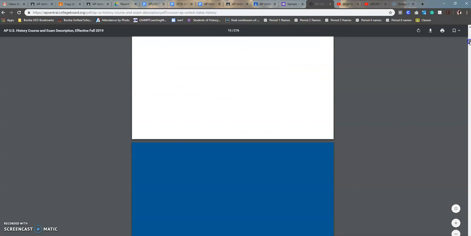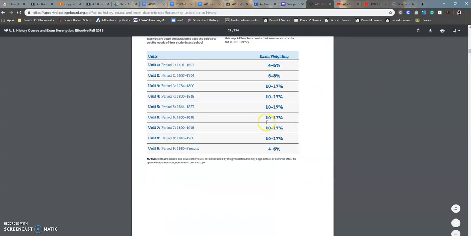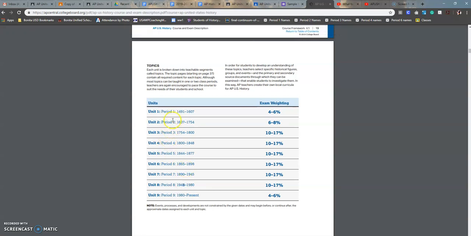But if you scroll down, you'll see all the skills and processes that you'll need to know, but also how the class is broken down. There's 9 periods, okay, or 9 units. In my class, we're going to break these into subunits to break them down a little bit more, but you can also see how they're weighted on the test. Unit 1, 2, and 9, you can see, is not weighted as much as Units 3 through 8. So, as you can guess, we're going to be spending more time on Units 3 through 8. That does not mean we're not going to cover 1, 2, and 9. Okay, these are still important to learn because you are going to be tested on them as well.